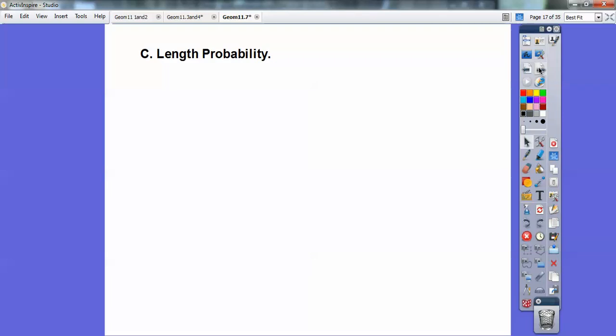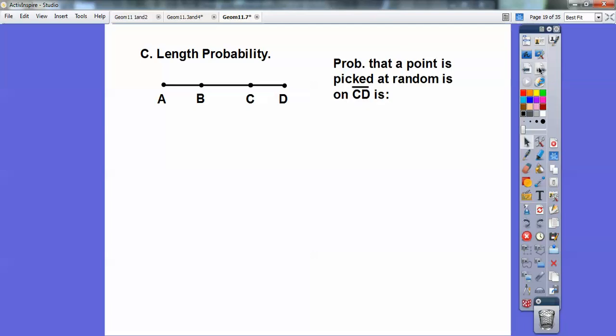And then for geometric probability, when you're talking about length on a line segment, say you've got this line segment right here, and the probability that a point is picked at random on CD is your favorable outcome. So your favorable is the length of CD, and the total outcome is the length of the whole line segment, AD. It's just favorable divided by total.